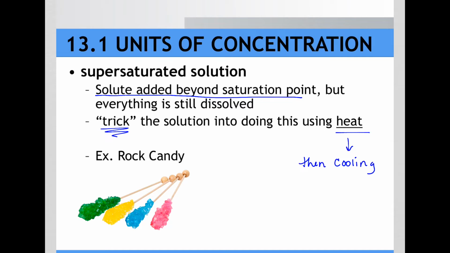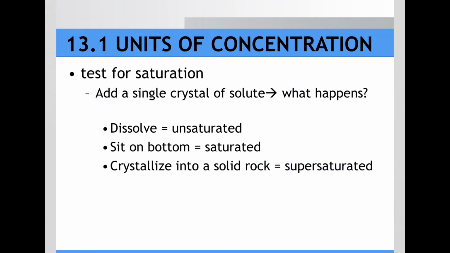But the idea is they are not very stable. If you disturb them or add even just a little bit more solute, typically crystallization will start immediately because the solvent doesn't want to have more solute dissolved than it should. Now, how would you test to find out what type of solution you had?